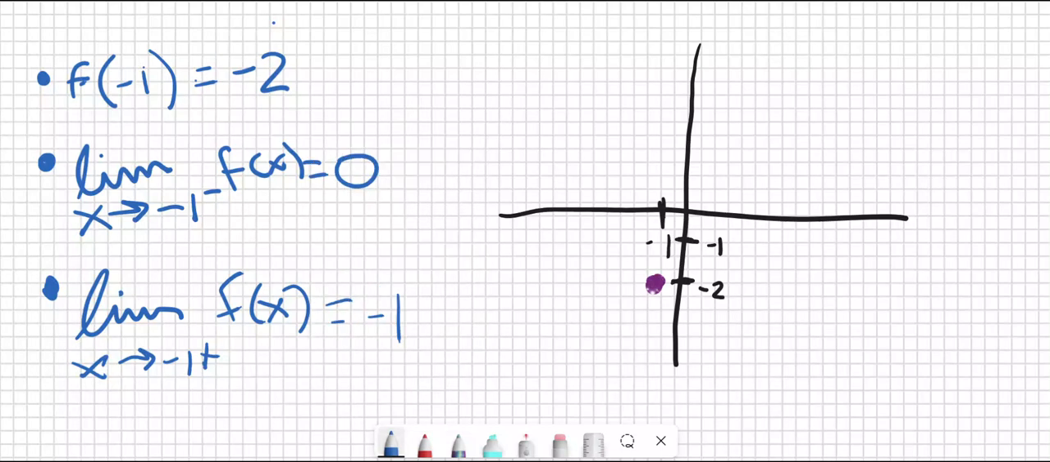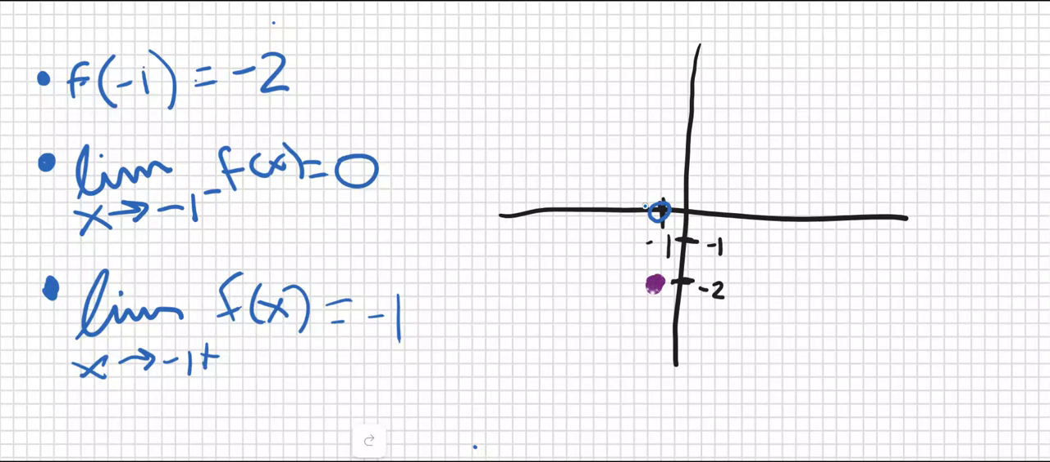Now, remember, sometimes those agree, sometimes they don't. So what I like to do is just jot myself some little notes. Notice this one is the left-hand limit. So we're saying what happens as we approach -1 from numbers that are slightly smaller than -1. So on the left-hand side, it looks like it goes towards 0. That doesn't mean that point's there. In fact, we already know the point's down here, but it means it goes towards it.